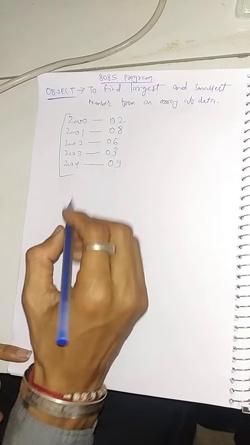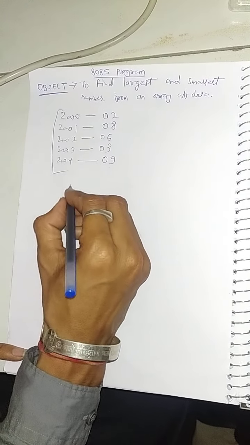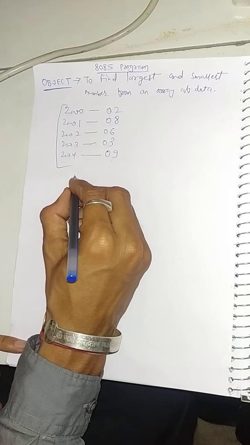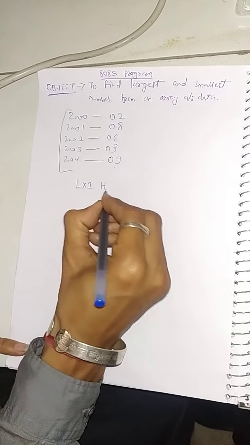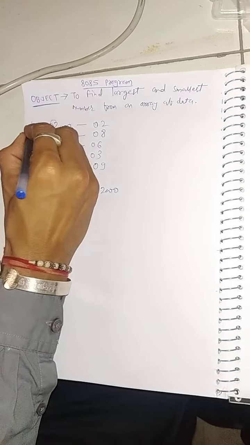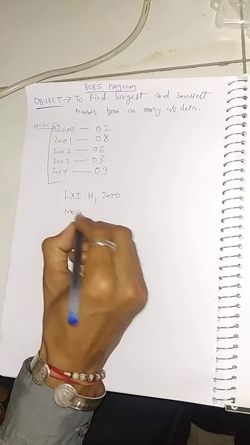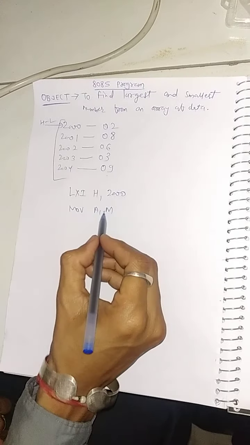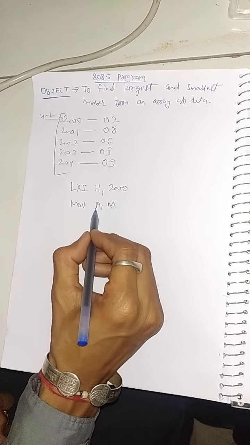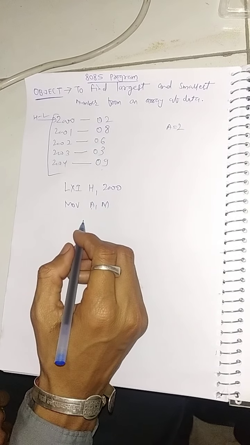First of all, to find this largest or smallest number, we should point to the starting address. So first I write LXI H comma the starting address, 3000. So here the HL pair will point to this address. Then I write MOV A comma M. It means the data at the HL pair will be held by the accumulator. So now the accumulator will be equal to 2.